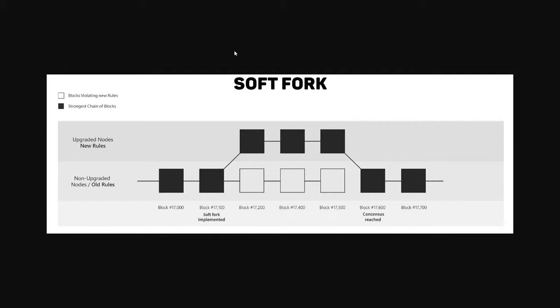So in order to explain this further, I've found a couple of images for you to go over and take in. So this is the non-upgraded node, and we can see a little chart here of the different color blocks. The black blocks are the strongest chains of the block, and the clear ones are blocks violating the new rules. So this is the non-upgraded node, which would be the standard protocol using the old rules.